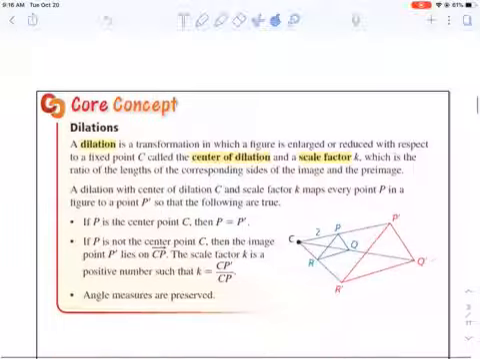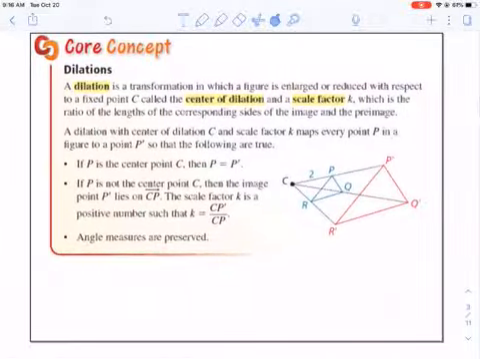Well, we've got a little bit of a definition here for you. A dilation is a transformation in which a figure is enlarged or reduced with respect to a fixed point C, called the center of dilation, and a scale factor K, which is the ratio of the lengths of the corresponding sides of the image and the pre-image. That's a lot of words. That doesn't mean a lot to me. Here's what you need to know.